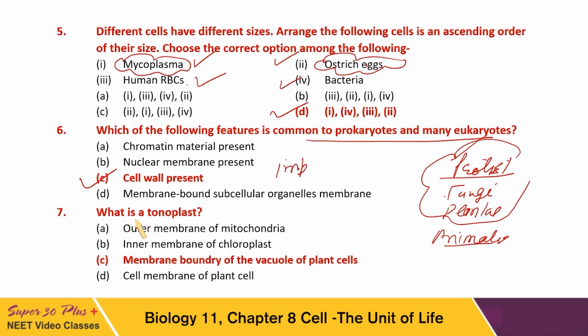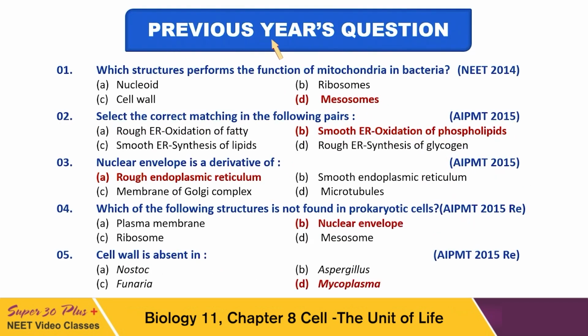What is tonoplast? I told you, the membrane which surrounds the vacuole is known as tonoplast. Previous year examination questions. This one appeared in NEET 2014. Which structure performs the function of mitochondria in bacteria? That is the mesosome. This is the invagination of the plasma membrane. It has mitochondrial enzymes.